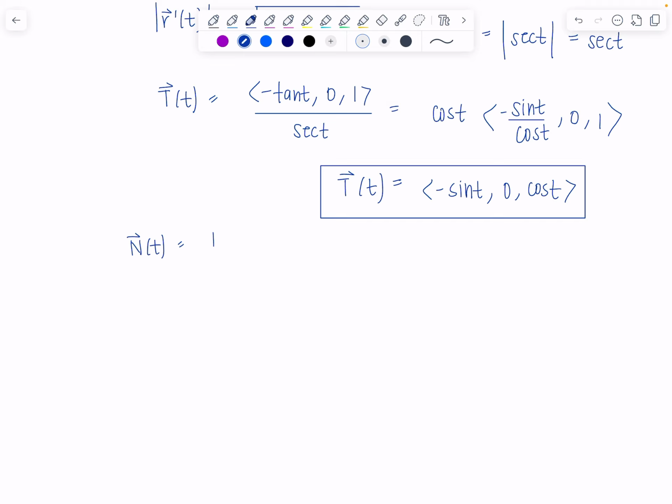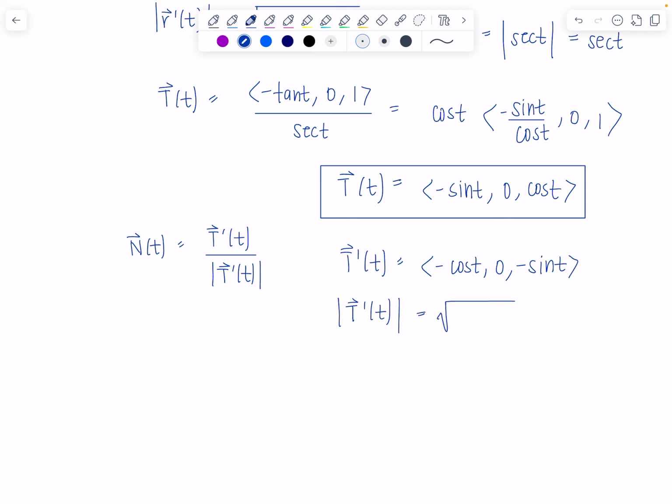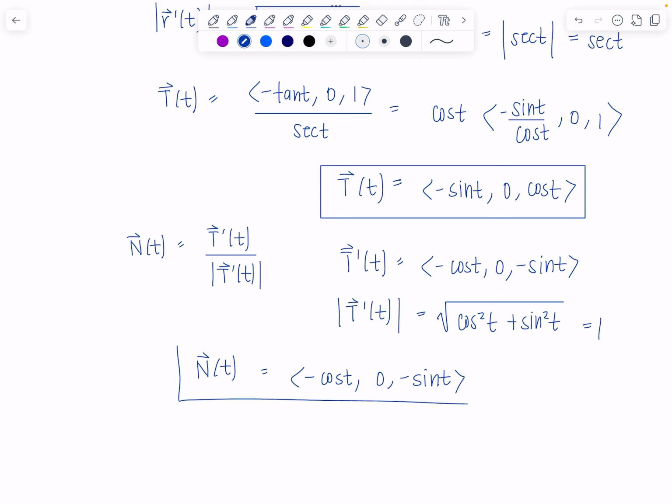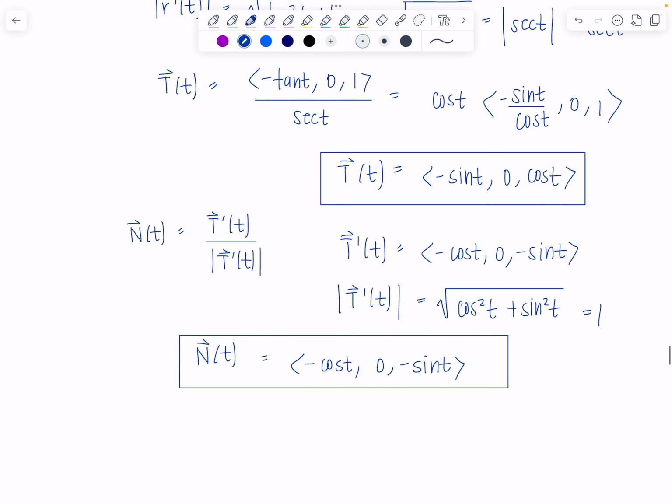Unit normal is T prime of t. Make it a unit vector. Divide by the magnitude of T prime. So T prime is going to be negative cosine t, 0, and negative sine t. Hopefully you can see the magnitude of this vector is 1, right? Cosine squared t plus 0 plus sine squared t is 1. Okay, cool. So that means my unit normal is the same as T prime, because T prime was already a unit vector. Fabulous. Okay, and then how do you get the binormal vector?